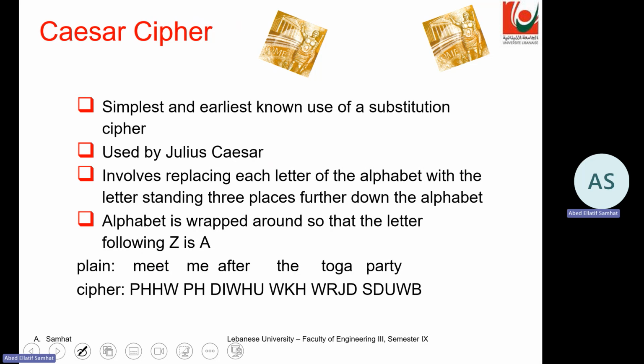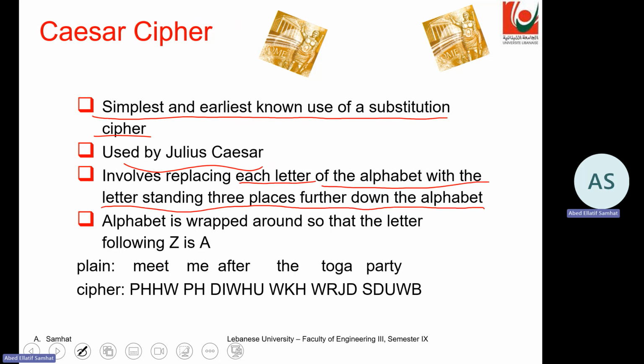Caesar is the simplest and the earliest known use of a substitution cipher. It was used by Julius Caesar, and it involves replacing each letter of the alphabet with the letter standing 3 places further down the alphabet. So let's say, for example, the plain text is "meet me after the toga party."